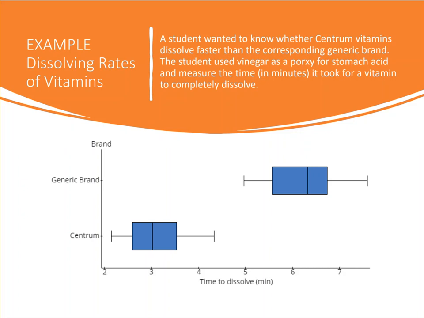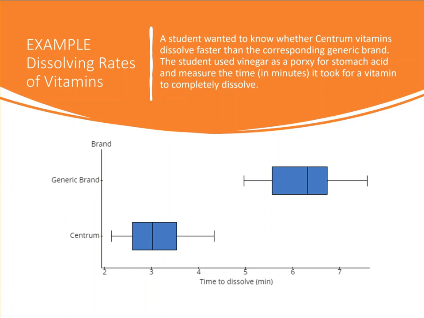In this final example, we're going to compare two box plots with each other. And the example that we're looking at is talking about the time it takes for a particular vitamin to dissolve. We're looking at two different vitamins. One is a generic brand versus the name brand Centrum.